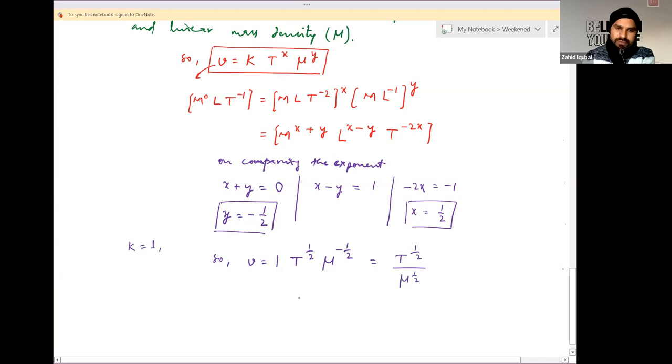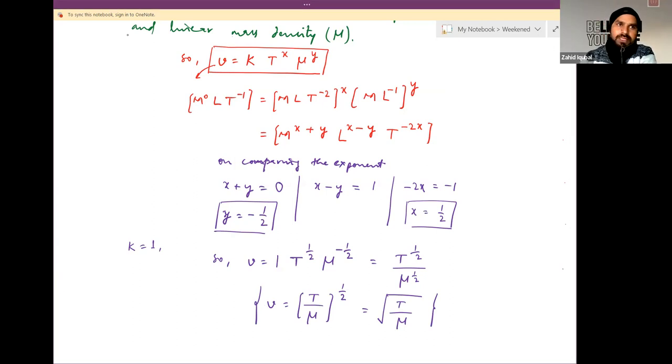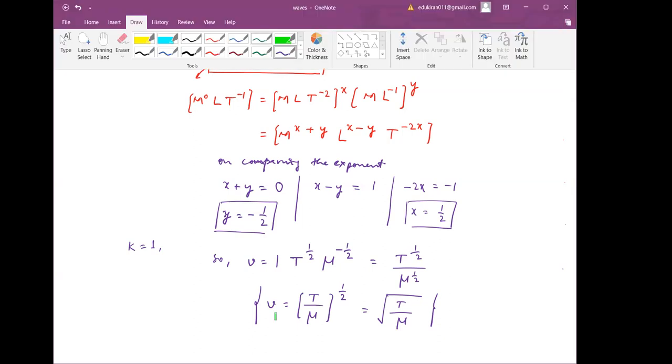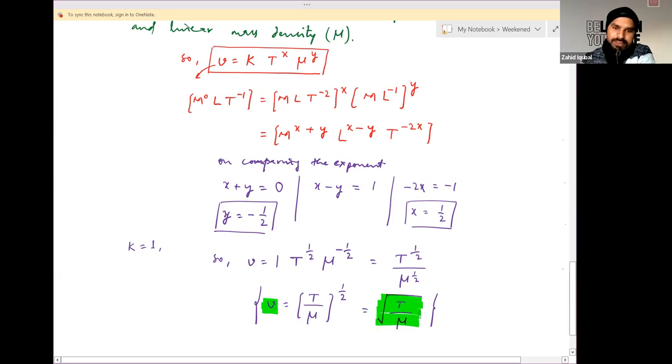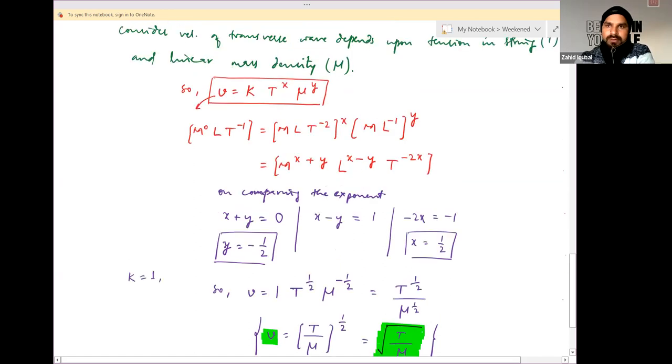Now we have the same exponent for either term. So we can write T divided by mu having common exponent half. And this is nothing but a square root, so it will be square root of T divided by mu. So this is your final formula for the velocity of a transverse wave created on any string or wire. Matthew, any doubt? No, sir. Okay, so this is your final formula where T is tension, mu is linear mass density, and v is velocity created on that particular wire. Just write it down.